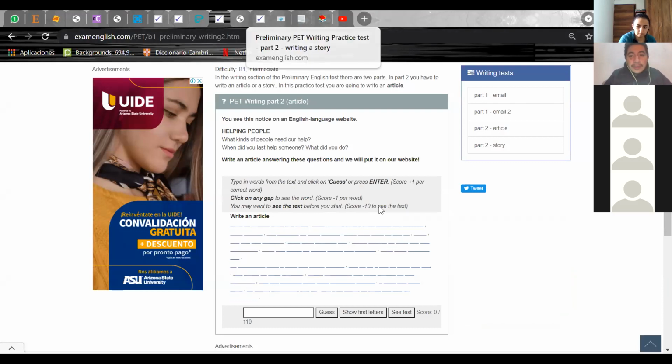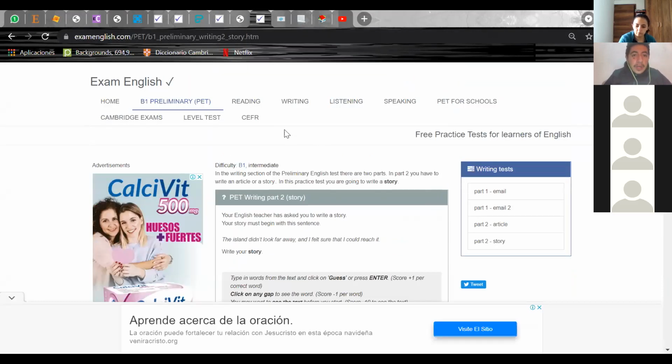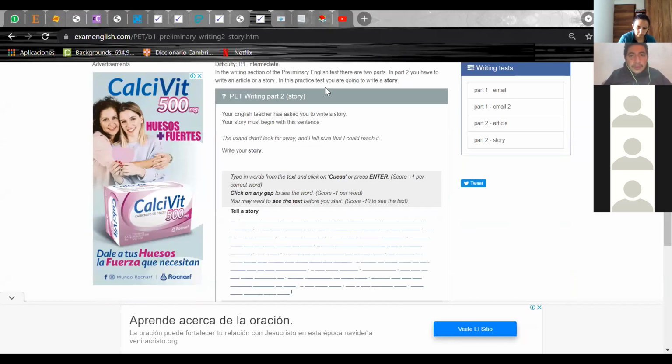And also we're going to see the final one that it says writing a story. So let's read the order in this case. Let me see. Okay. It says your English teacher has asked you to write a story. Your story must begin with this sentence. So in this part, we have this introducing sentence that we need to write. According to this sentence, we have to write a whole story. We need to write our story.